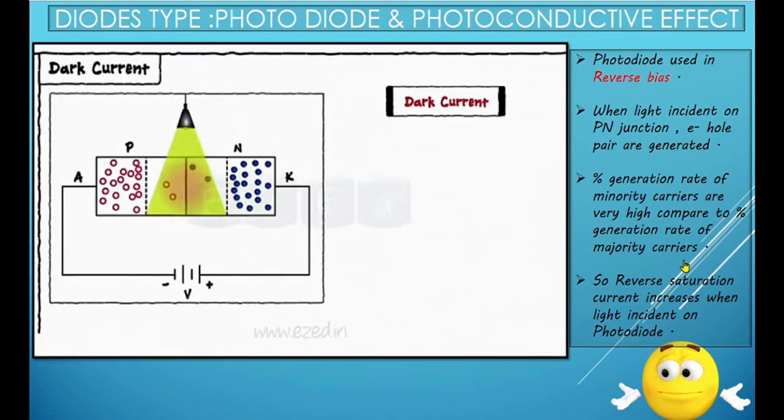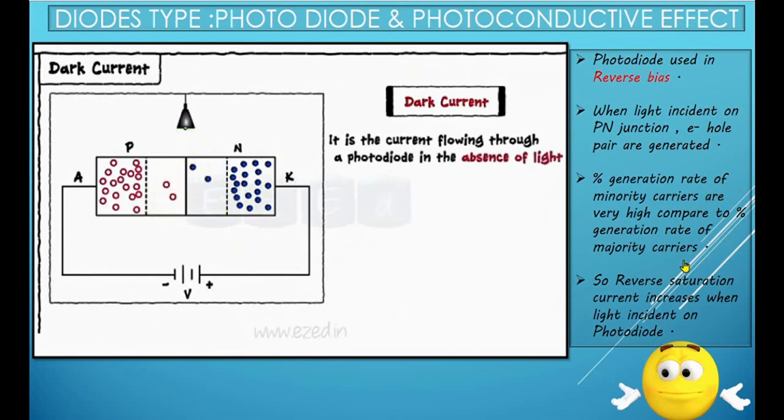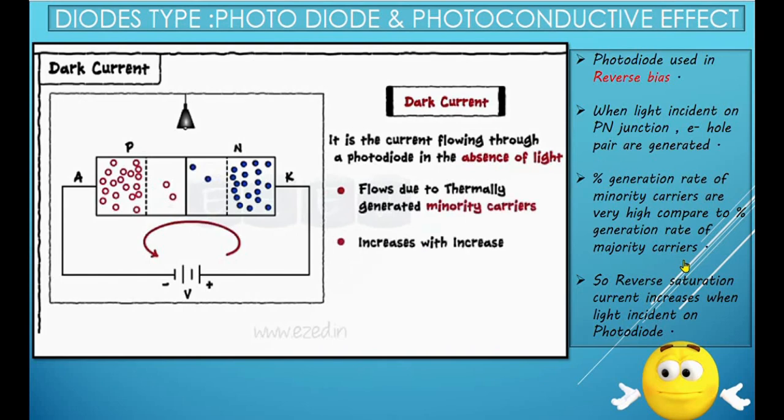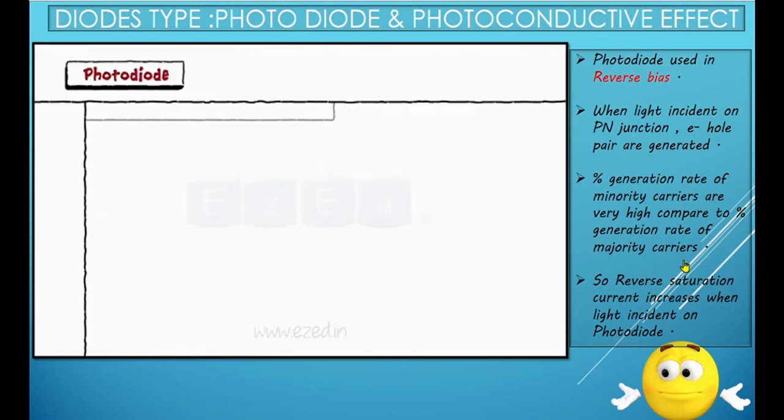The second term is dark current. Dark current is nothing but the reverse saturation current when there is no light. And the second point is that reverse saturation occurs because of minority carriers. So when the temperature increases, minority carriers increase, so dark current also increases.